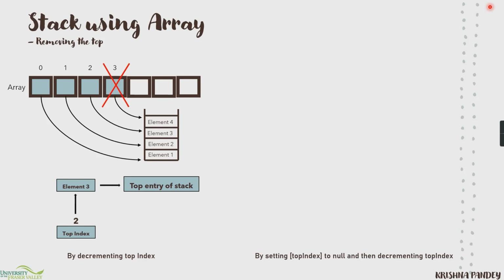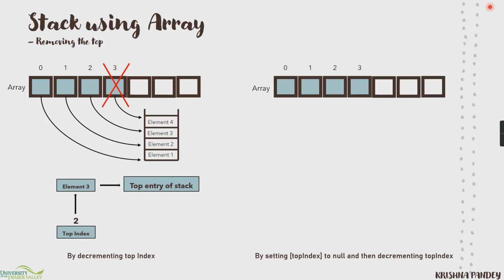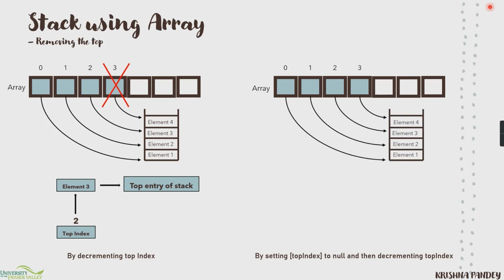And the second method for doing this is by setting the stack top index to null and then decrementing the top index. Similarly, if we consider the array where we have 4 indexes 0, 1, 2 and 3 and a stack where we'll be having 4 elements, then for doing so we will be setting the third index of the array to null and it will be returned to the client, and here also the top entry of the stack will become the element 3 and the top index will become 2.